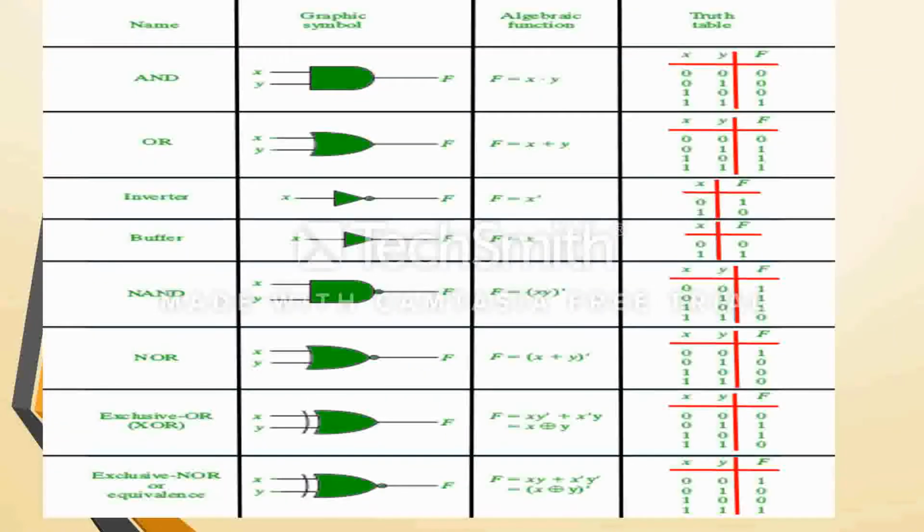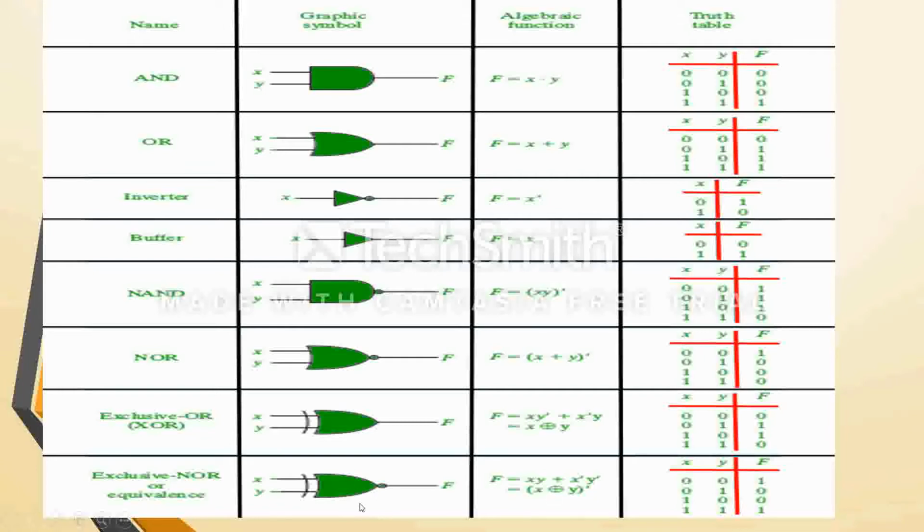Then we have a few more gates which are useful in our digital system, that is exclusive OR and exclusive NOR. The function is like this: x y bar plus x bar y. Here, for a like combination of inputs, the output is 0. For an unlike combination of inputs, the output is high. Whereas it is reversed for the XNOR gate.